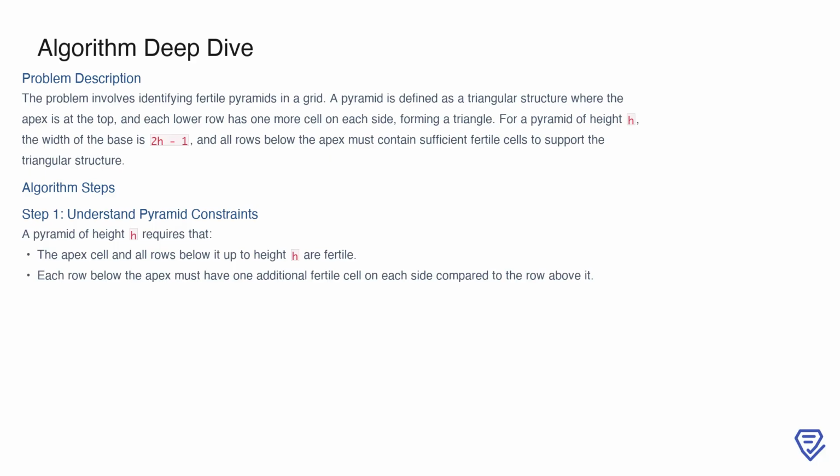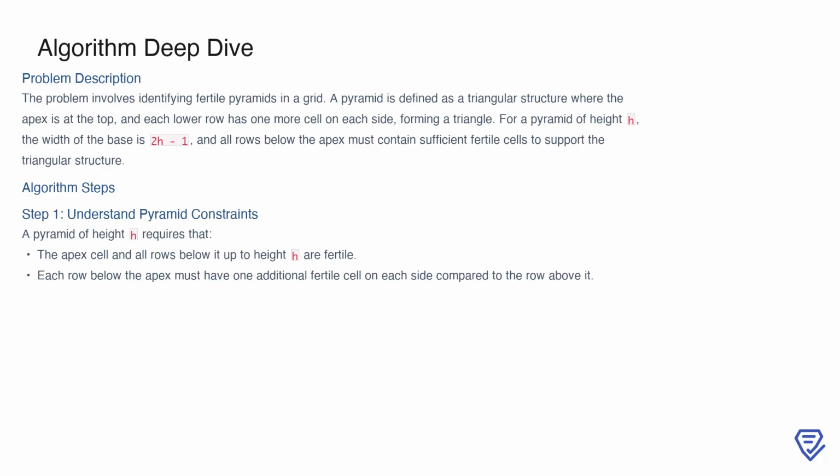For a pyramid of height h, the base of the pyramid will have a width of 2h-1. This means that each row below the apex must have one additional fertile cell on each side compared to the row directly above it. Keeping this in mind, it's critical to understand these constraints for identifying and counting valid pyramids in the grid.